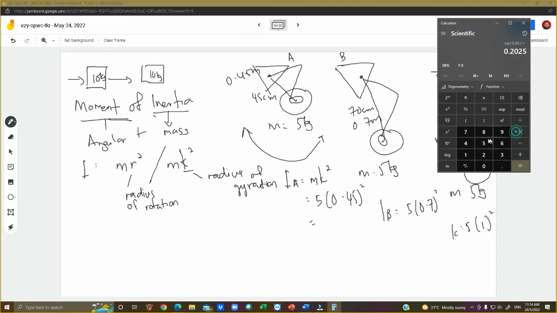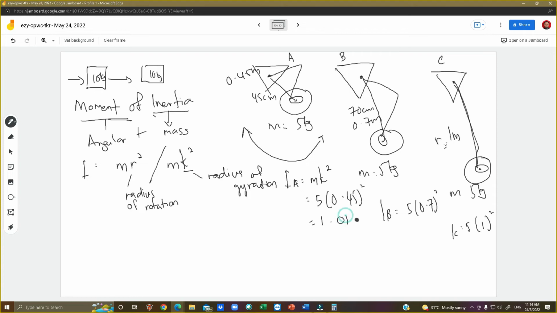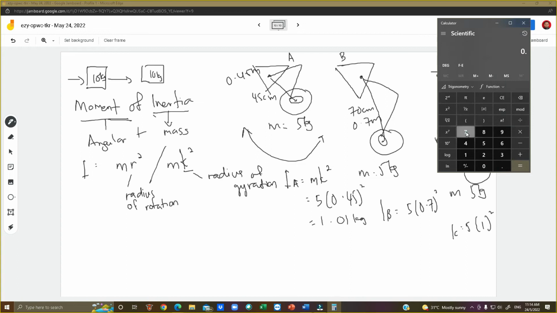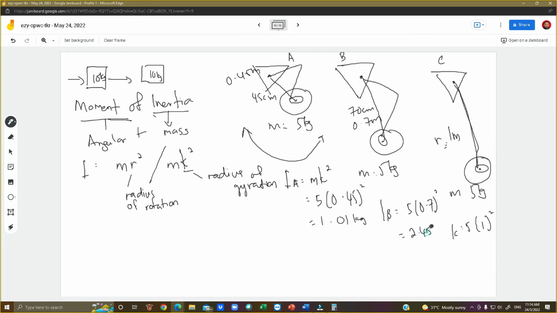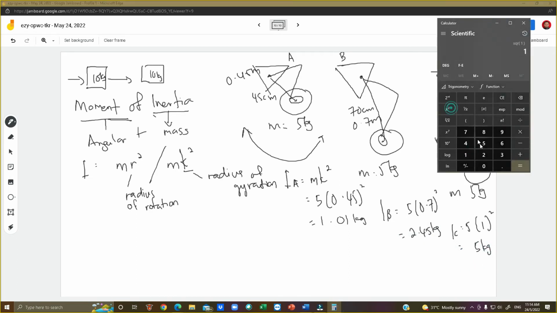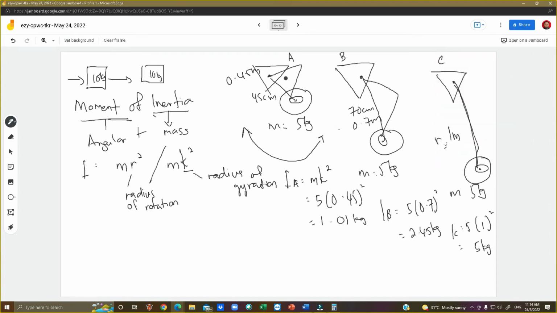0.45 squared times 5, 1.01 kg. Okay, number 2 pula, 0.7 squared times 5, 2.45 kg. And number 3 will be 5 kg. Okay, 1 squared times 5. Nampak? We have 3 different placements of the leg, the same weight of leg and the same mass of the leg.